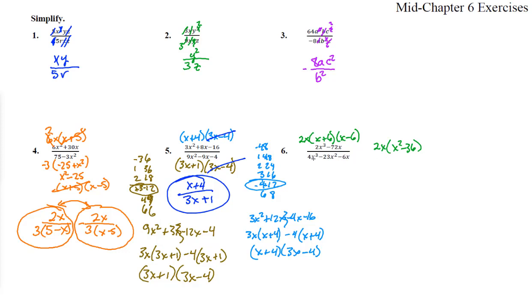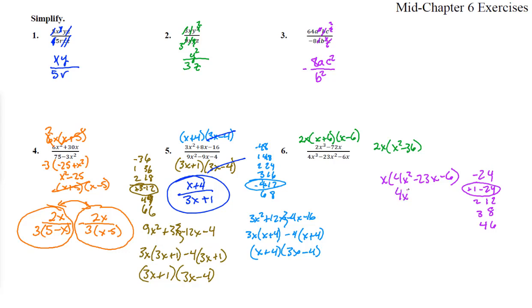We could take out just an x on the bottom. And then we're left with 4x squared minus 23x minus 6. Yeah, that 23 doesn't allow us to take out any common factor. So 4 times negative 6 is a negative 24. 1 and 24, 2 and 12, 3 and 8, 4 and 6. And the negative 24 is a negative 24 and a plus 1. That looks like that adds to that negative 23.